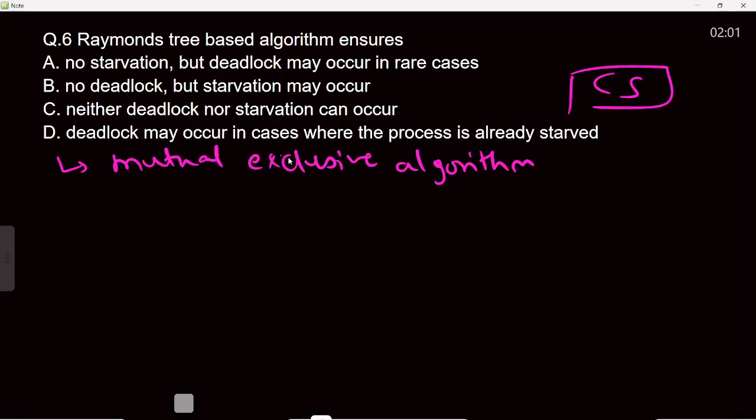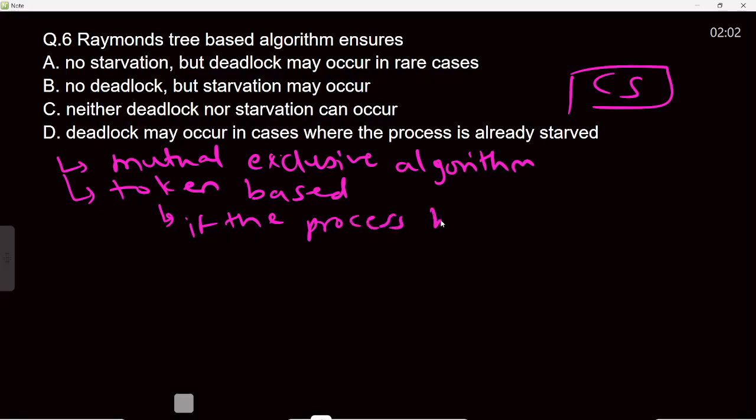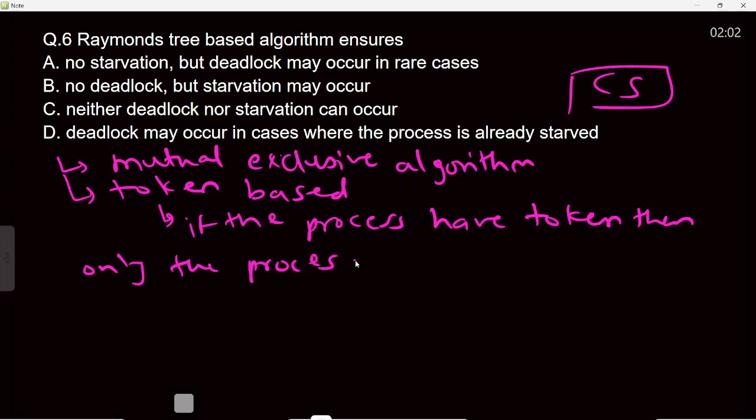Okay. Now, this algorithm is token based. This algorithm is token based. That is, if the process has the token, then only the process is allowed to go in the critical section.